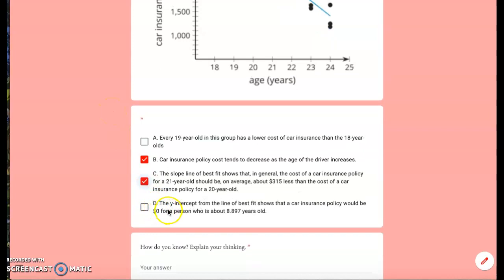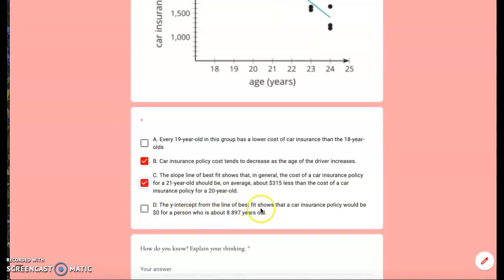Okay, last statement. The y-intercept from the line of best fit shows that a car insurance policy would be $0 for a person who is about 8.897 years old. This makes no sense in the context, because why would someone who is 8 years old have a car insurance policy? That's not really relevant information from the model. We don't really care about what car insurance would cost for someone who is 8 years old because they're not driving.